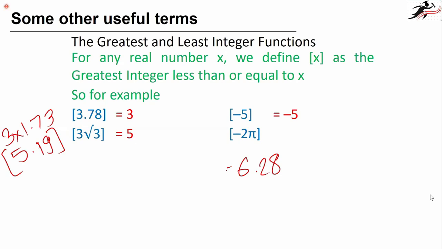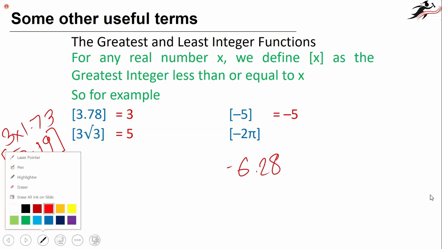Minus 7 to infinity, correct. It's minus 7, minus 8, minus 9, minus 10, up to minus infinity. All of these numbers are less than minus 6.28. And amongst all these numbers, which is the greatest one? Minus 7. Yes. So that's how I'll find out the greatest integer.